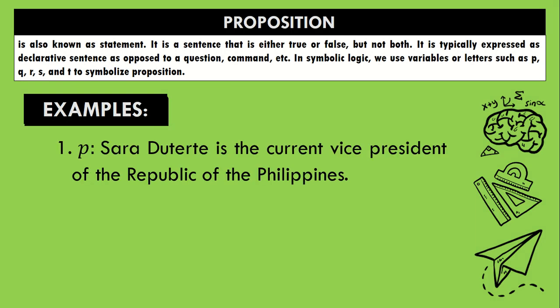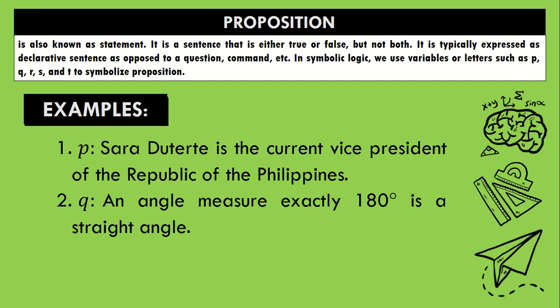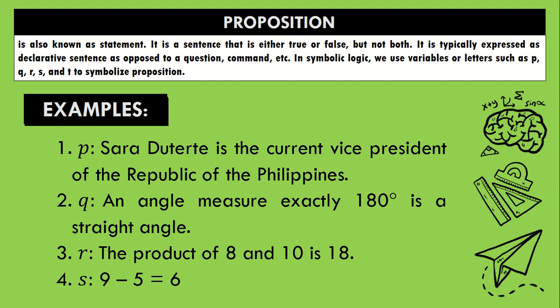Okay, so we have here example number one. Sara Duterte is the current Vice President of the Republic of the Philippines. An angle measured exactly 180 degrees is a straight angle. The product of 8 and 10 is 18. And lastly, 9 minus 5 is equal to 6. So as you can see here, one of the requirements is that it should be in declarative form. All statements here are declarative sentences. Another requirement is that it should be true or false only.